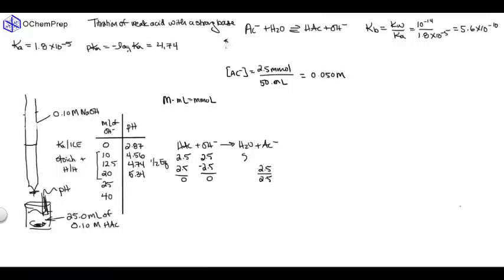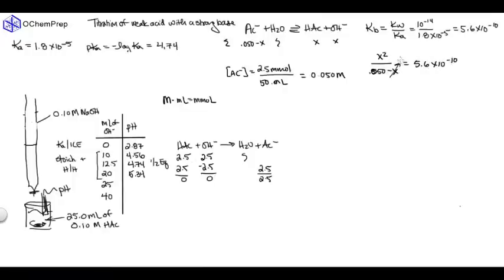And now we're at the ICE chart. Whenever you have water on the left, it's an ICE chart. Whenever you have strong on the left, it's a stoichiometry chart. So 0.050 minus x, squiggly, x, and x. And we already calculated our Kb here. So Kb is 5.6 times 10 to the negative 10th. So we have x squared over 0.050 minus x is equal to 5.6 times 10 to the negative 10th.